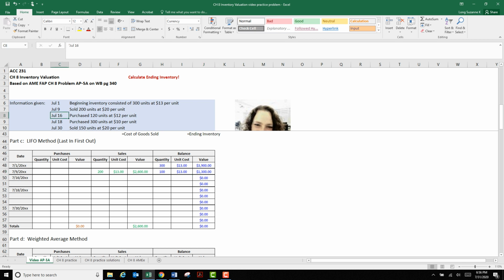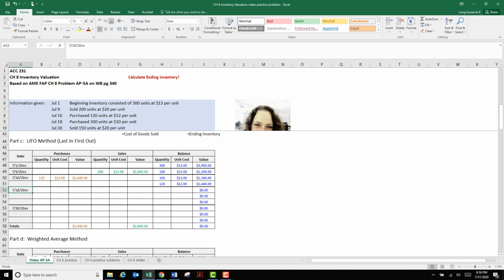16th, purchase 120, 120 at 12, and multiply. And again, we've got these 2 layers of inventory. Keep them in order. So we had the 100 at 13 first, and then we had the 120 at 12.